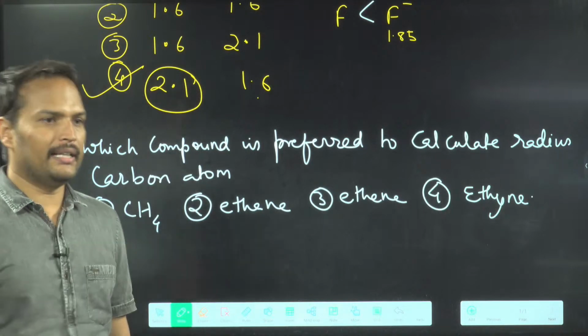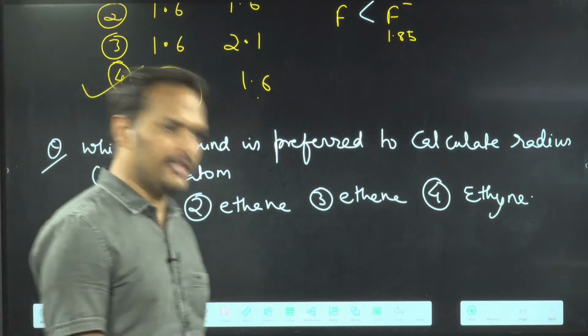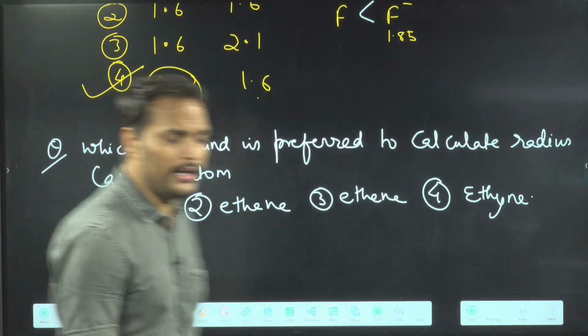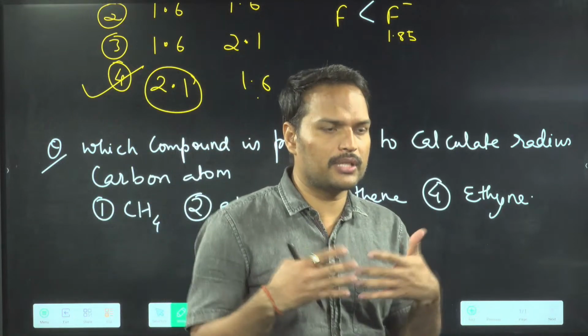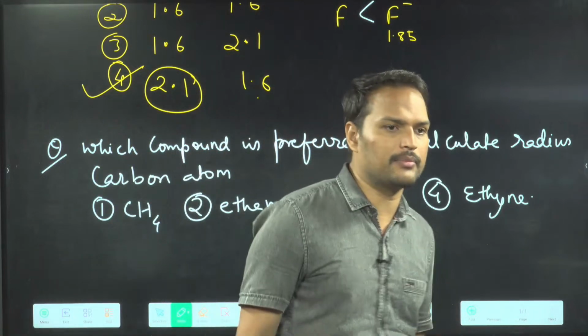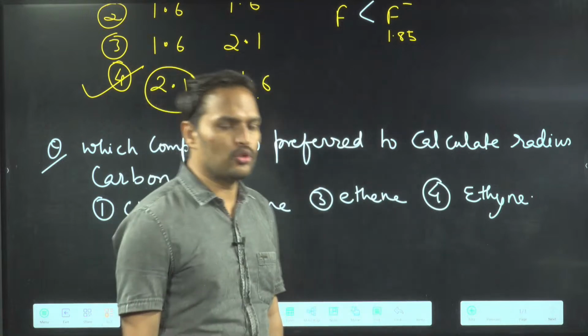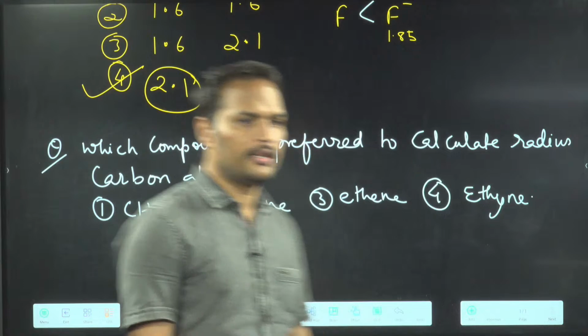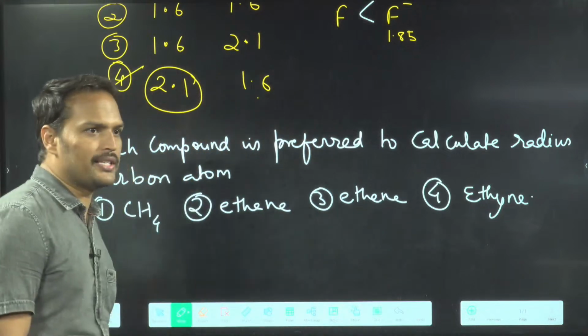For covalent radius, we want a single bond. That is one point. The second point, you are forgetting the second point: homoatoms connected, same atoms connected. There should not be electronegativity difference. Getting the point? So both points are compulsory.